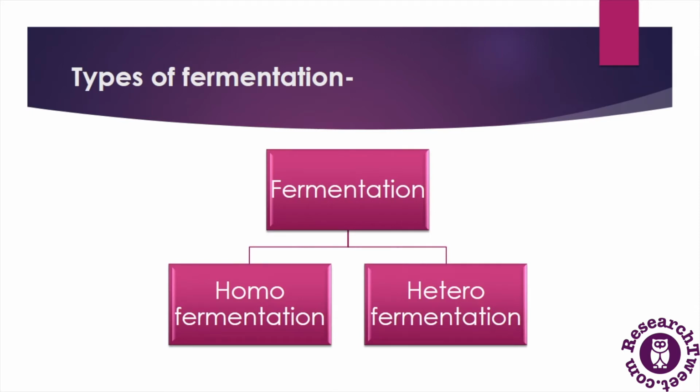Now let's understand the types of fermentation. Basically, fermentation is of two types: homofermentation and heterofermentation. This categorization is based on the result of the fermentation. In the case of homofermentation, only one type of molecule is produced as the result, and in heterofermentation, more than one type of molecule is produced.